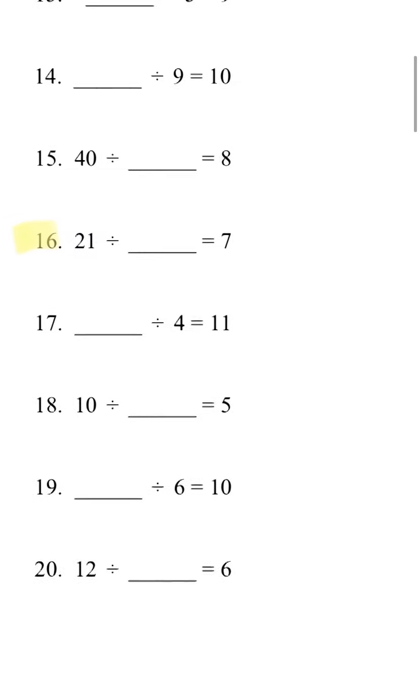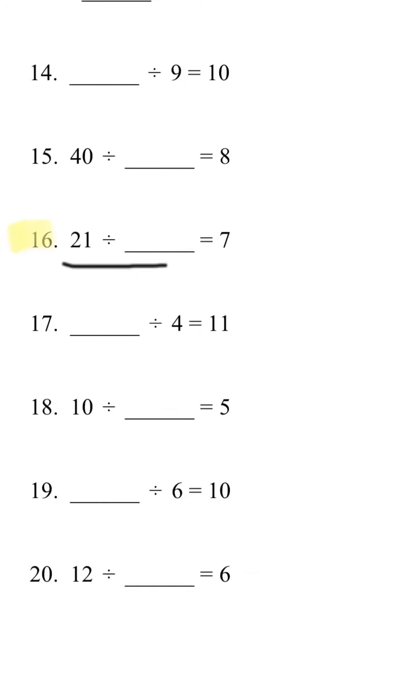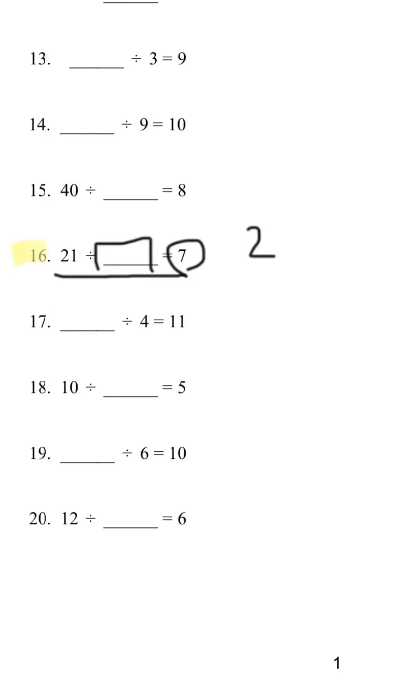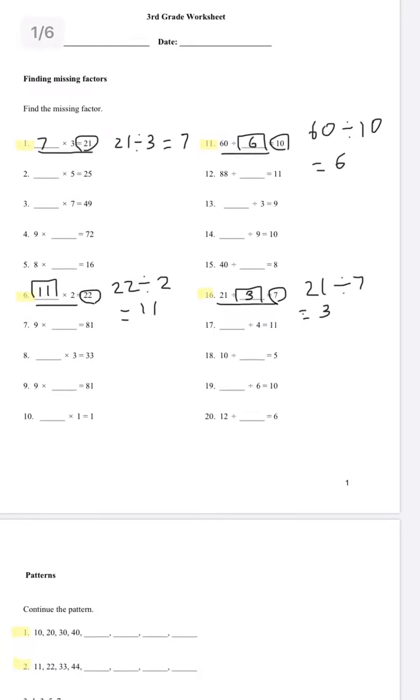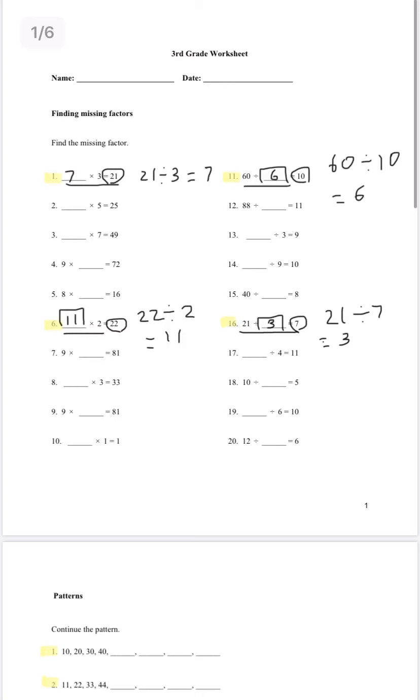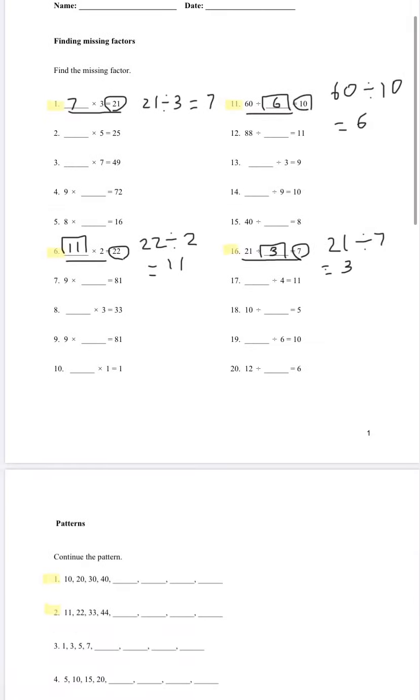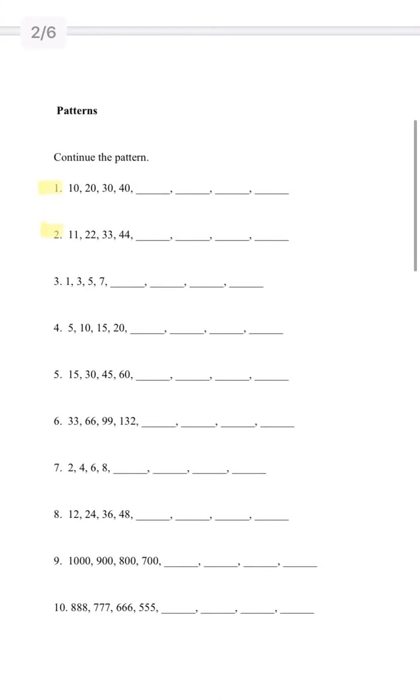So last but not least, number 16. 21 divided by something equals 7. So again, let's do 21 divided by 7. 7 times what equals 21? 7 times 3 equals 21, right? So your answer is 3. Okay, so easy stuff. Go ahead and finish the rest. And then let's move on to patterns.